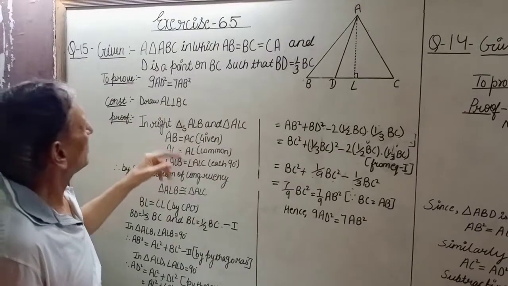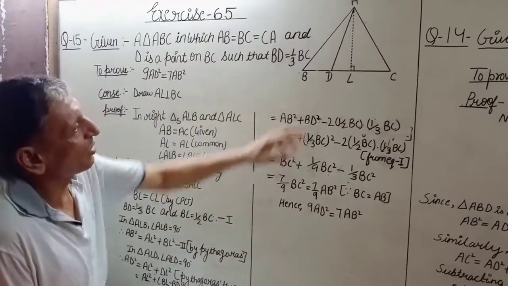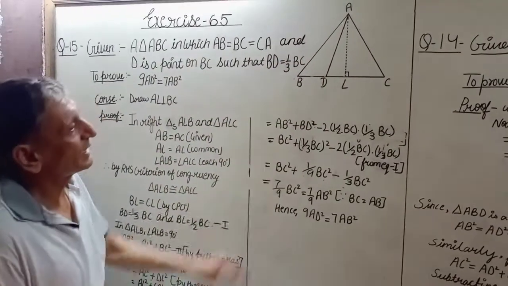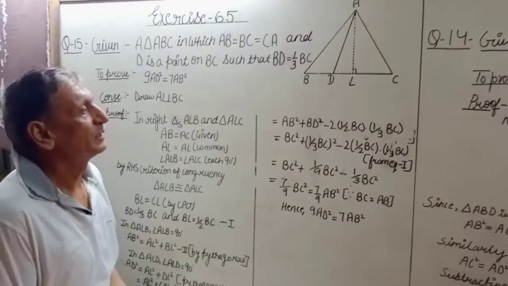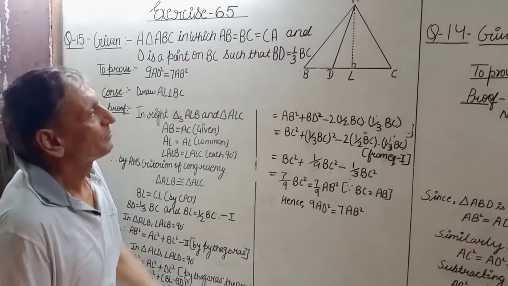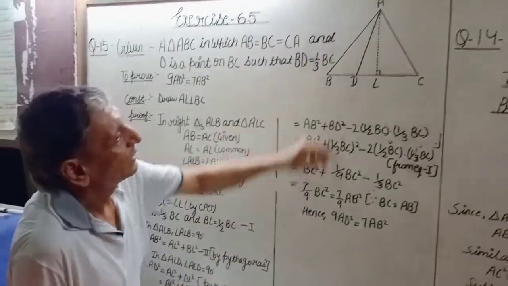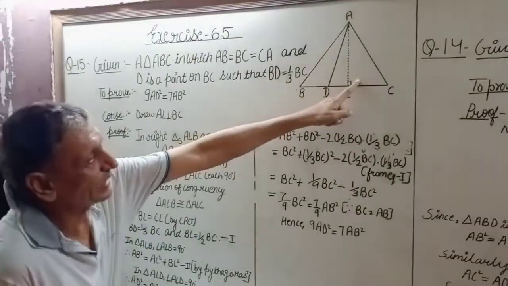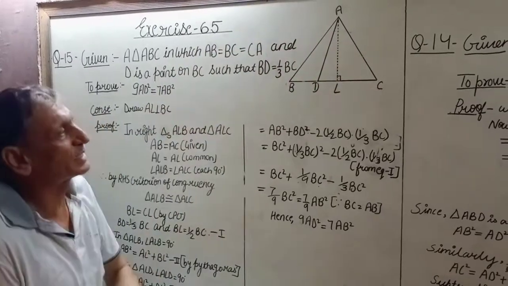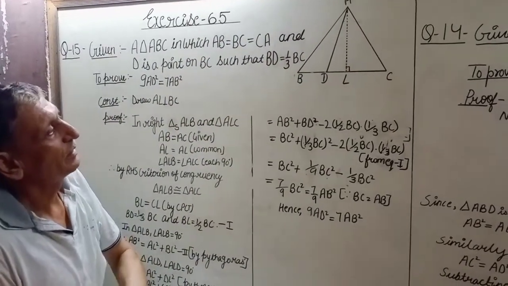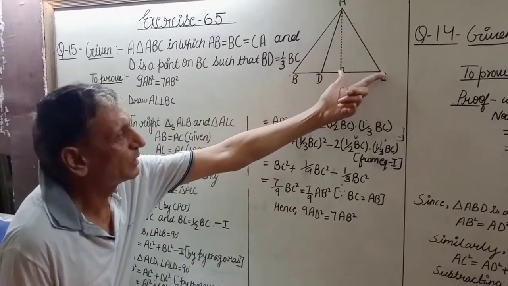We will have to draw AL perpendicular on BC, and once we have drawn this perpendicular, let us take these two triangles and prove them congruent. See, AL is equal to AL, common. This and this are right angles, and AB is equal to AC. This is given. So by RHS we have these two triangles congruent, and thereby BL is equal to CL.